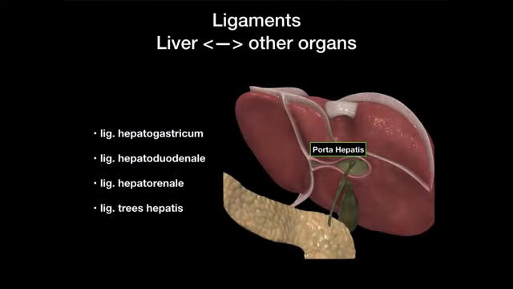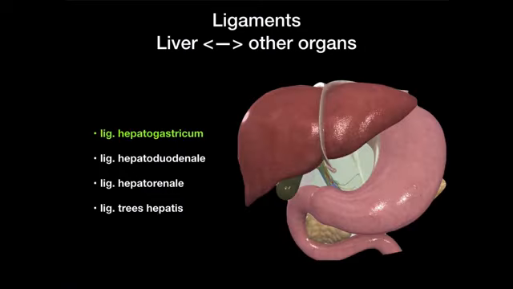Now over to ligaments that go from the liver to the other organs. These are 4 ligaments, and they all start from porta hepatis. I want you to keep that in mind, that all these ligaments start at porta hepatis. So the first one is the ligamentum hepatogastricum, and as the name says, it goes from the liver to the stomach, or in Latin, it goes from hepar to gaster. That's why it gets the name hepatogastricum.